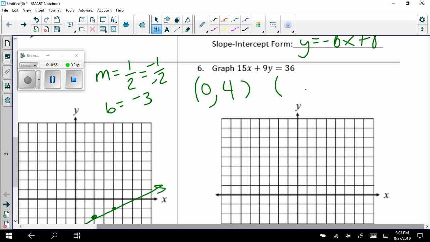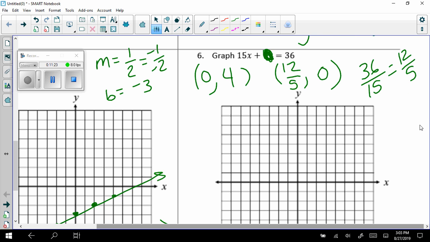Then I let y equal 0. When I let y equal 0, I cover up my y, and I solve for x. So it's 36 over 15. I'm going to reduce it. 3 goes into both, so 3 goes into 36 12 times, and 3 goes into 15 5 times. So 12 over 5. I don't care that it's a fraction.